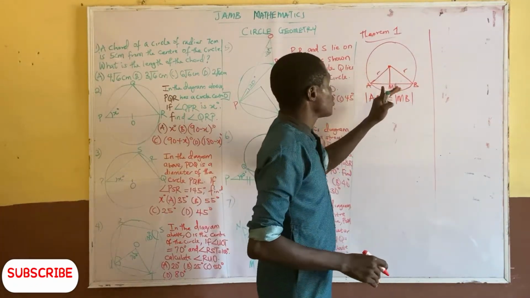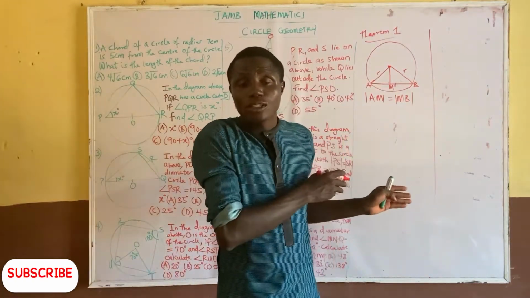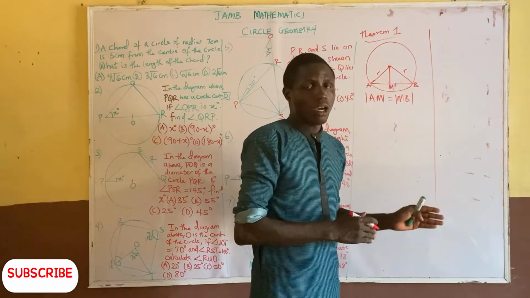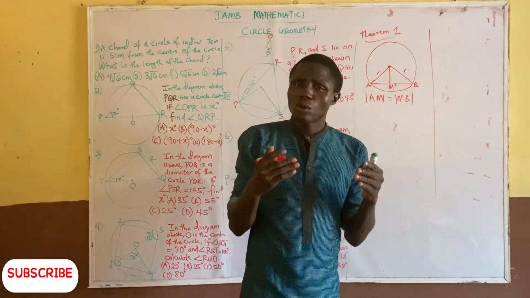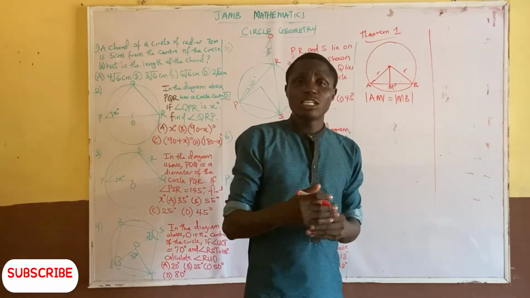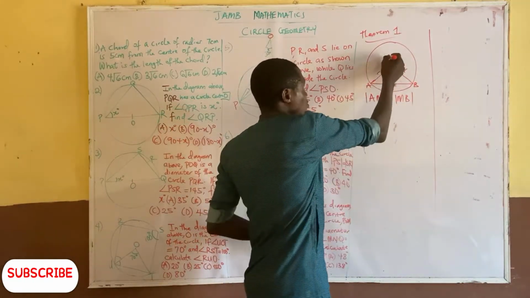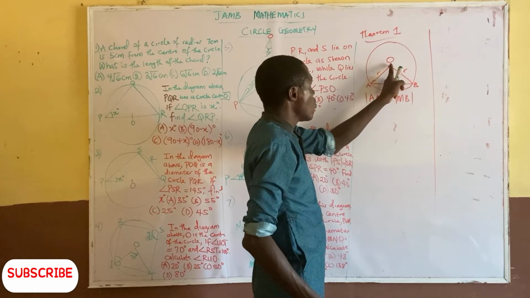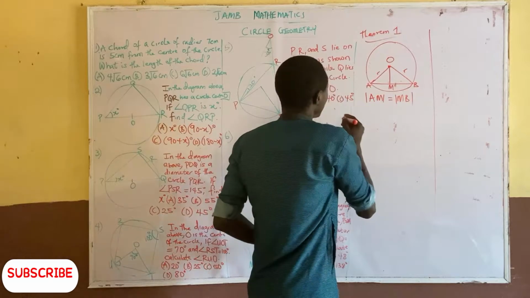Now, we can use Pythagoras theorem to solve problems under theorem number 1, which is all about the theorem about chord. You can use Pythagoras theorem, you can use SOHCAHTOA, and trigonometry ratios. That's theorem number 1. Theorem number 1 said a line drawn from the center of the circle O bisects the chord into two equal halves. That is theorem number 1.